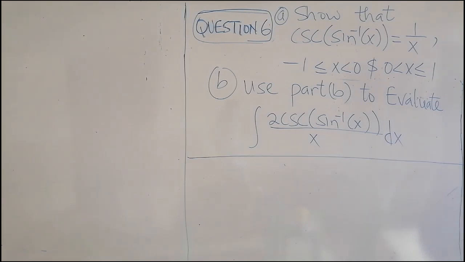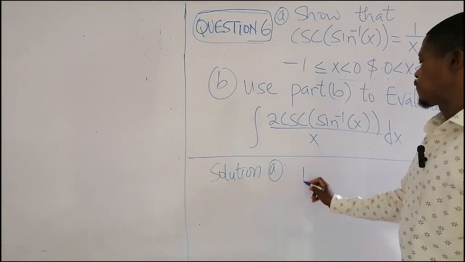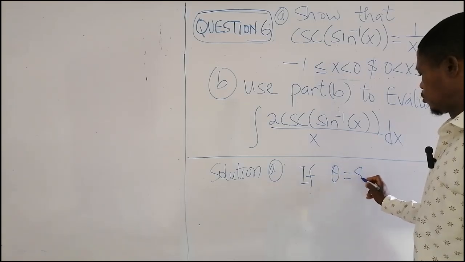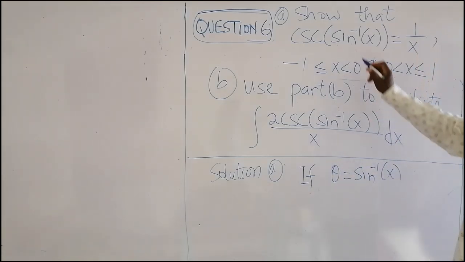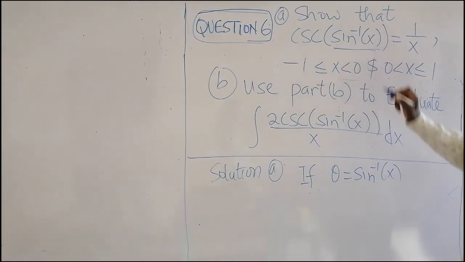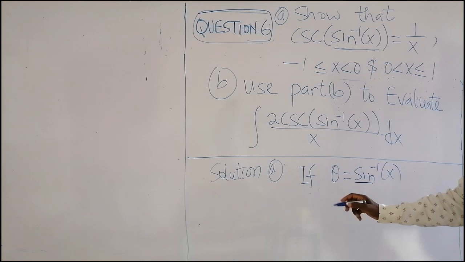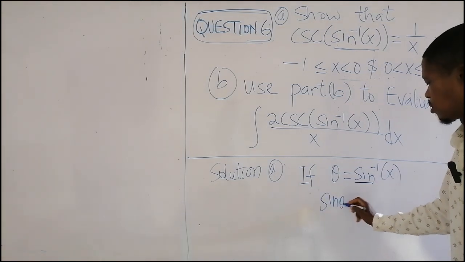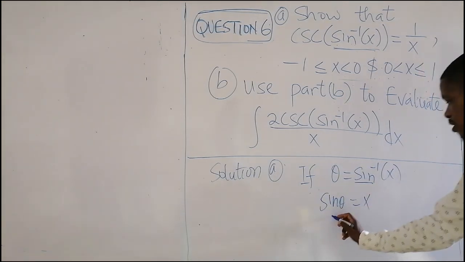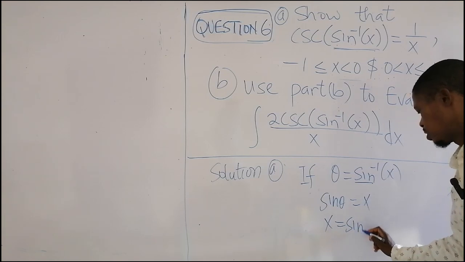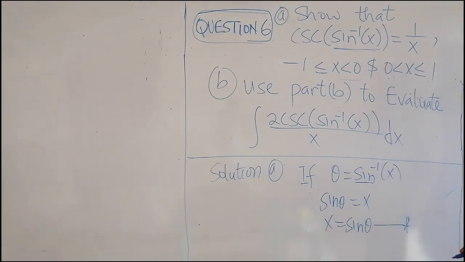So for the solution, if theta is equal to the arc sine x, when you have arc sine, the inverse sine, for you to cancel this, you take the sine of both sides. Sine theta is equal to x. So cut this one, make it asterisk, and the domain will be minus 1.